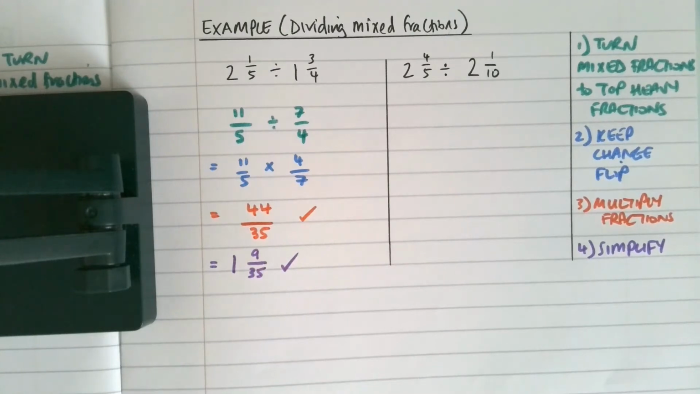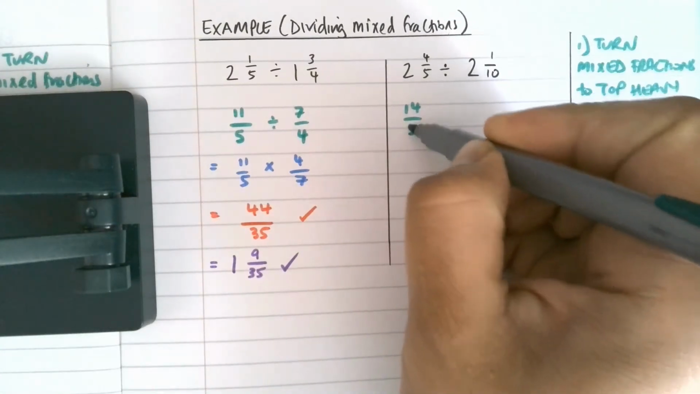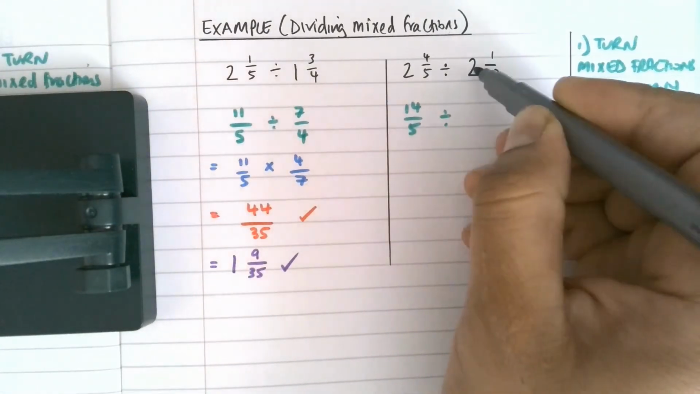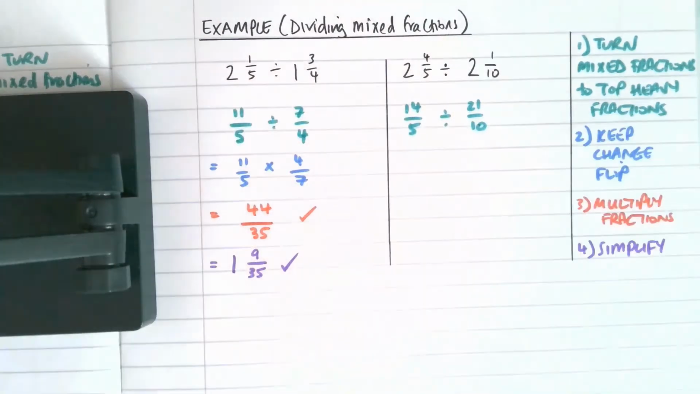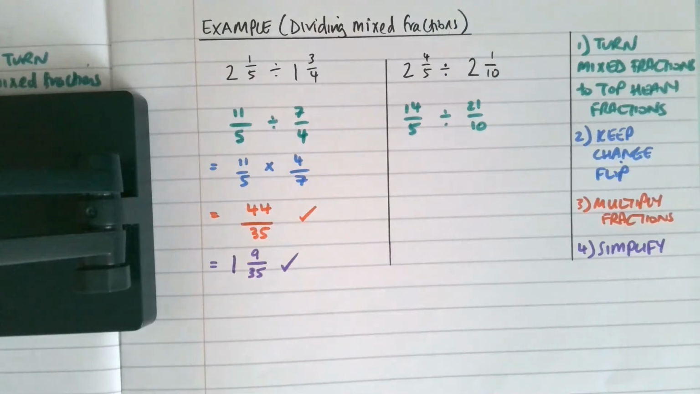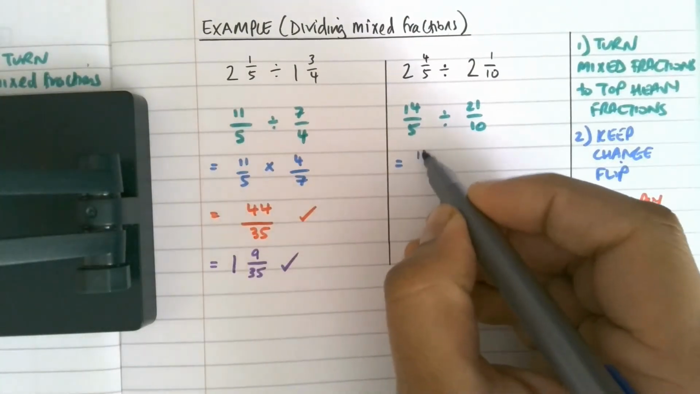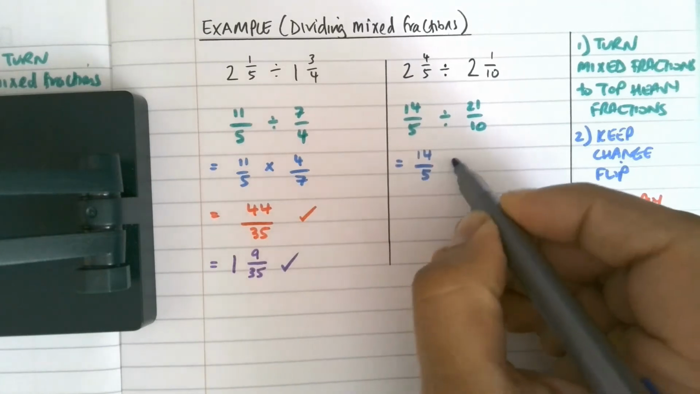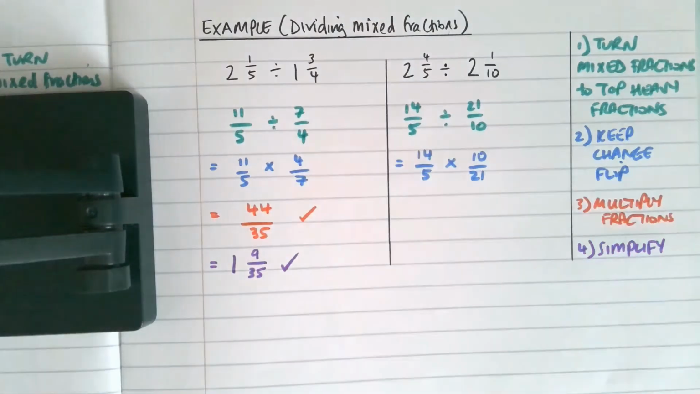And for the second example, 4 over 5 divided by 2 1/10. First step is to turn to a top-heavy fraction. 5 times 2 is 10, plus the numerator is 14, so that becomes 14 over 5. And that's 21 over 10, because 10 times 2 is 20, plus the numerator is 21, 21 over 10. We then keep change flip, so 14 over 5 stays the same, divide becomes a times, we flip the last fraction, so it becomes 10 over 21.